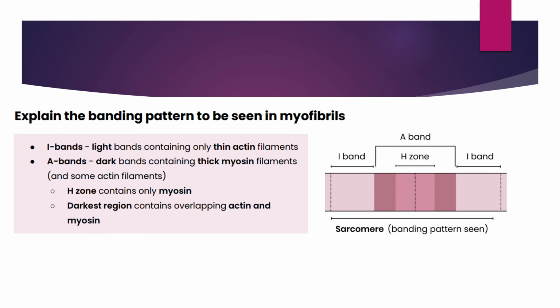Explain the banding pattern to be seen in myofibrils. I bands are light bands containing only thin actin filaments. A bands are dark bands containing thick myosin filaments and some actin filaments where they overlap. And then the H zone here contains only myosin, and the darkest region contains overlapping actin and myosin. And a sarcomere is between Z lines.